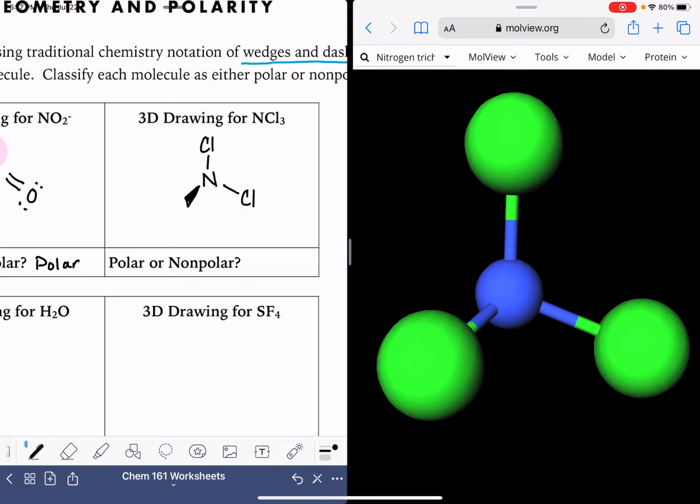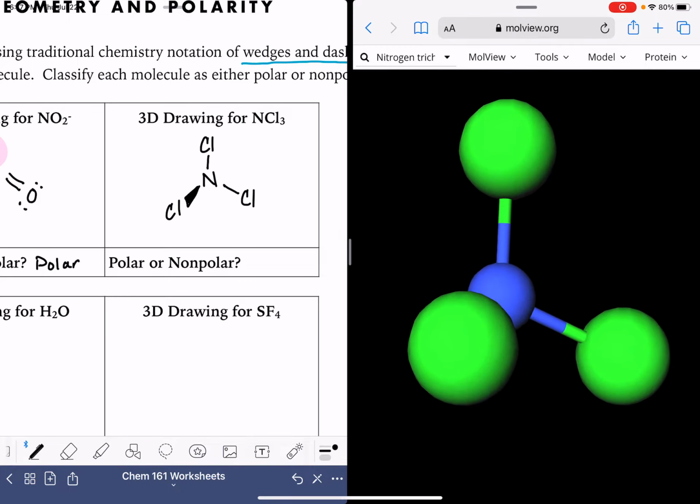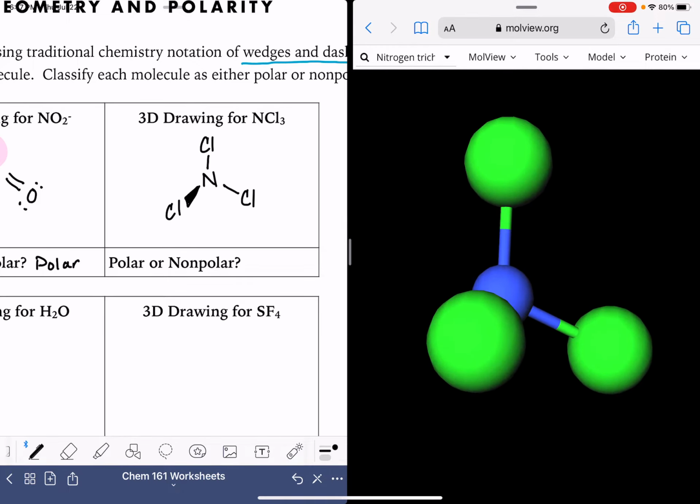That chlorine that's sticking out at us, that's going to be on what we say a wedge bond because it's sticking out at us. Don't forget that we also have a lone pair of electrons on the central atom, which means that the molecule is polar. There are also lone pairs of electrons on the chlorines as well.